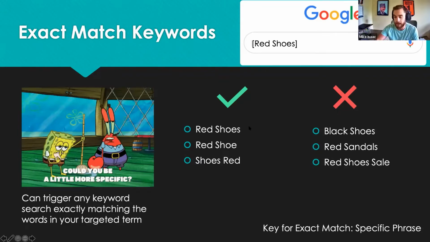The different searches that would show up for your keywords and your ads would be red shoes, red shoe, and shoes red as well because it's a close variation of that. And if we're looking at the terms that wouldn't be triggered, it wouldn't show up for keywords like black shoes, red sandals, or red shoes sale, for example. It wouldn't show up for red shoes sale because it's not including sale within the targeted keyword that we're looking for on our end. So when we're talking about exact match keywords, really the key is a specific phrase when you're thinking about the keyword with exact match.